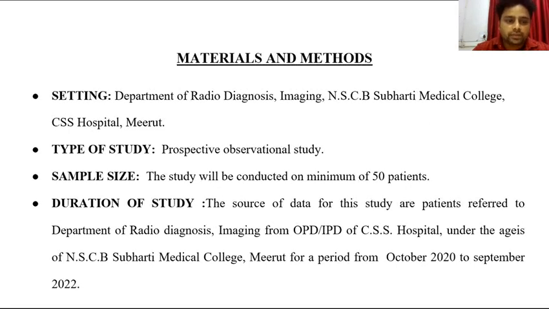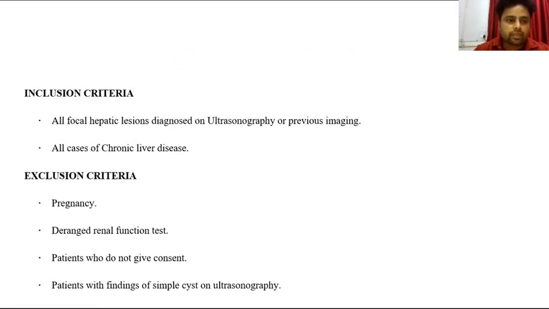Materials and methods. Sample size: minimum of 50 patients. Duration of study is from October 2020 to September 2021. Inclusion criteria: all focal hepatic lesions diagnosed on ultrasonography or previous imaging, and all cases of chronic hepatic disease. Exclusion criteria are pregnancy, deranged renal function test, patients who do not give consent, and patients with finding of simple cyst on ultrasonography.